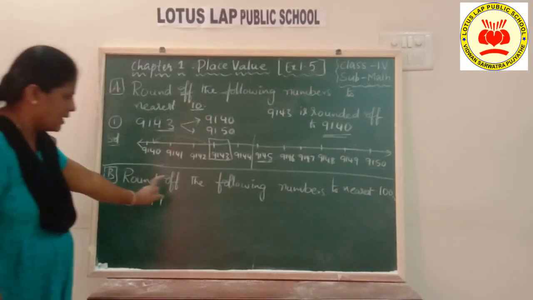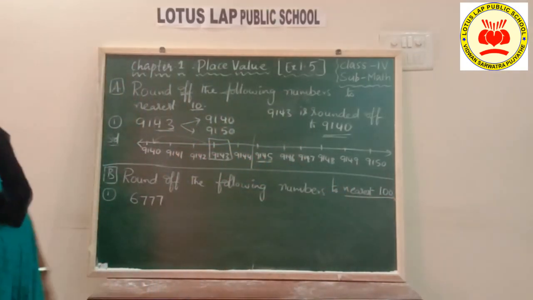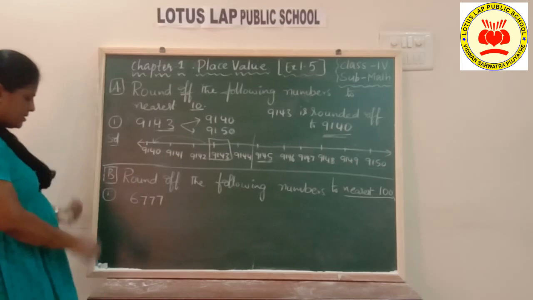Okay, children. So the second bit is rounding off to the nearest 100. Nearest 100. So what is the given number here?